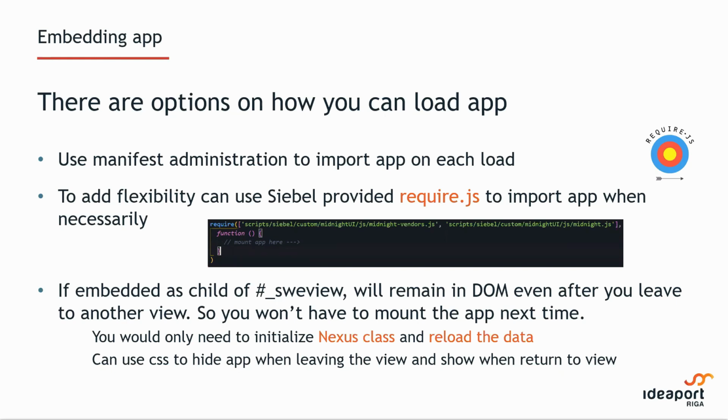If your embedding application is a direct child of the SWE view, it will remain in the DOM even after you leave the view. This means that your application does not disappear, and you can hide it, so the next time you enter the view, you won't wait until it's loaded. Or you can also have one application for many views, like we have in our Midnight UI. The only thing you would need to do is initialize the Nexus class and reload the data. And it's not the heaviest from a performance perspective. The heaviest is creating the framework object instance and mounting the application to the DOM.